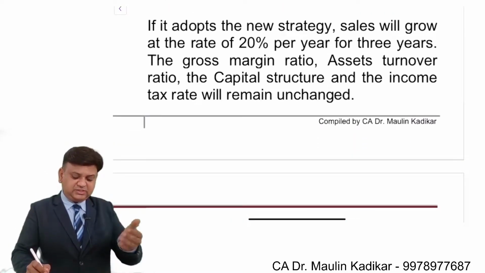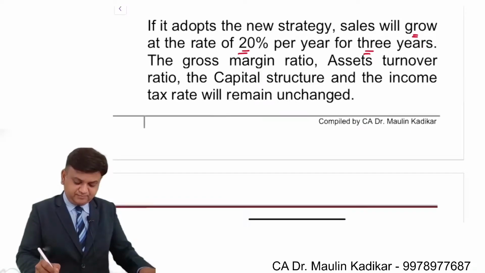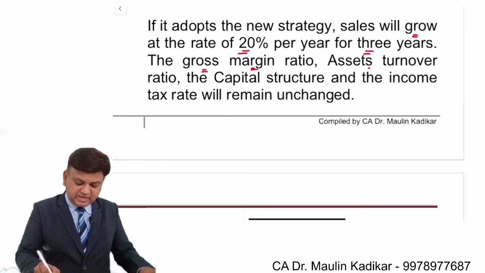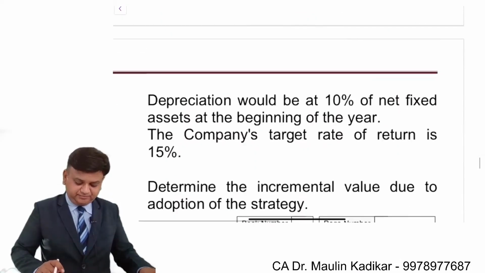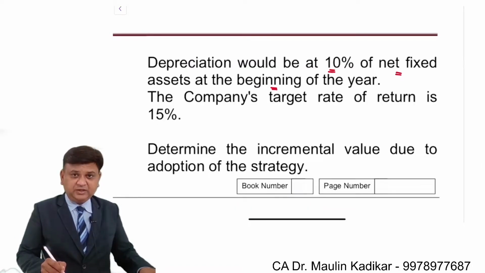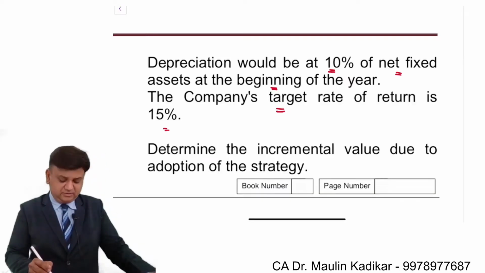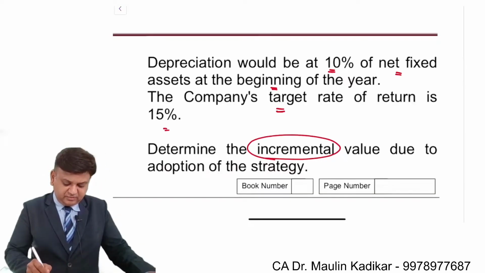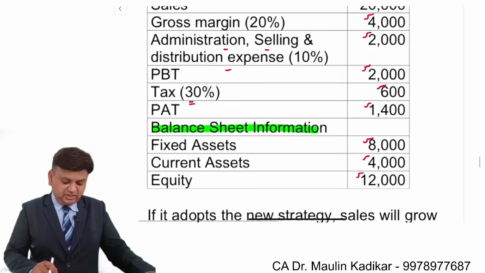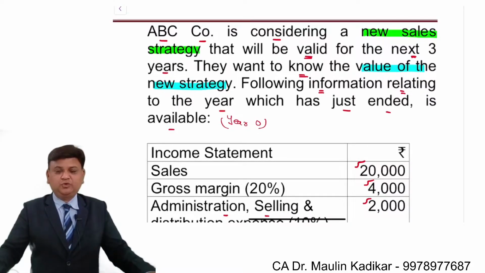If it adopts the new sales strategy, sales will grow at the rate of 20% per year for 3 years. Gross margin ratio, asset turnover ratio, capital structure and income tax rate will remain unchanged. Depreciation will be 10% of the net fixed asset at the beginning of the year. The company's target rate is 15%, meaning the cost of capital is given here. Determine the incremental value due to adoption of the strategy. So if the company is adopting the new sales strategy, what will be the increase in the value that is required to be calculated? I request all of you to go to the question, please.